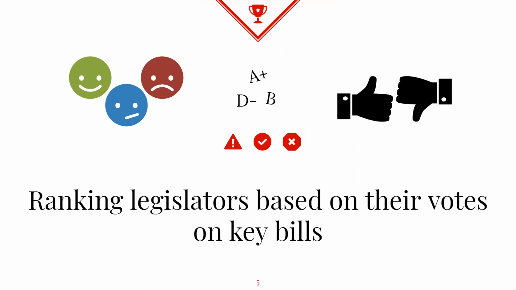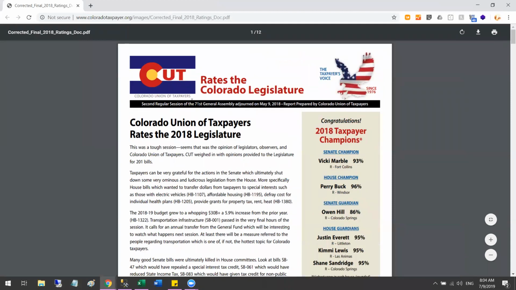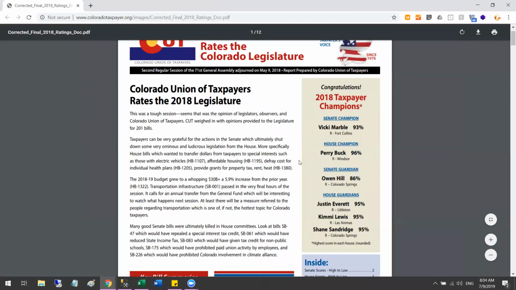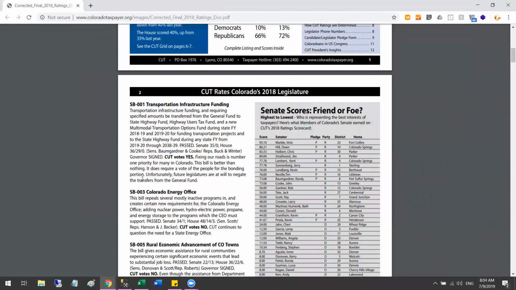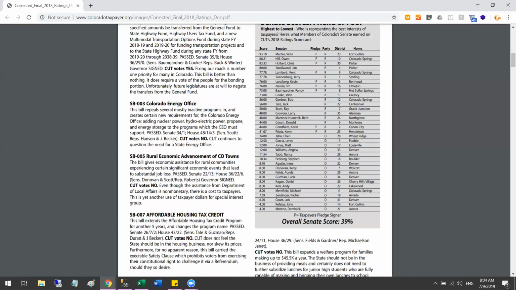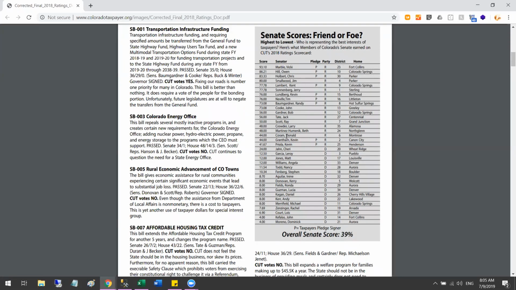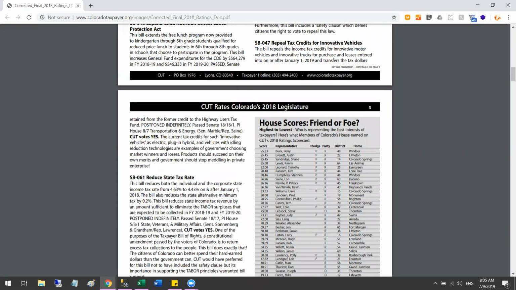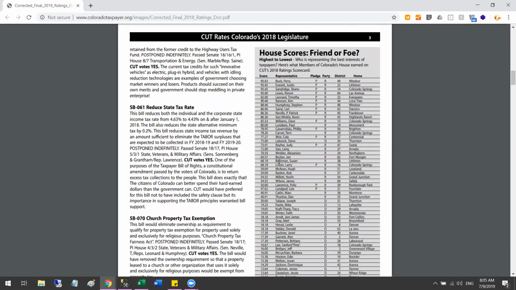So I just grabbed one of the examples from the Ballotpedia link to show you. This is the Colorado Union of Taxpayers, and this is their little scorecard that they publish. So they've got the key legislation that they thought was important and what they thought about it, and then they've got the ranking of everybody and an actual score plus, you know, a little bit of other information. So this is their scorecard, and then they do it again for the House. So, you know, this is a good example of how these happen.